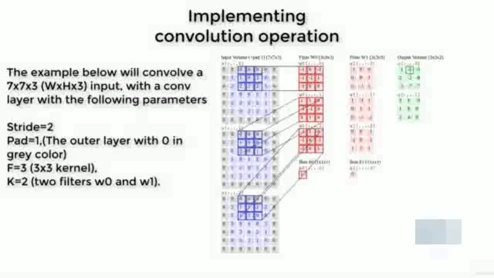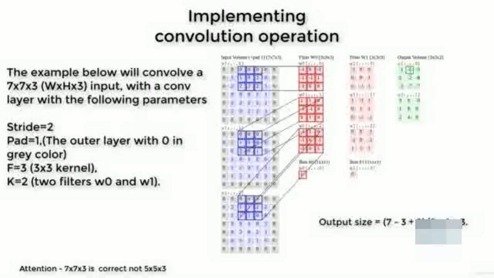Next is implementing the convolution operation. The example below will convolve a 5 by 5 by 3 input with a convolution layer with the parameters stride equal to 2, pad equal to 1, f equal to 3, and k equal to 2. Our input has 3 channels, so we need 3 by 3 by 3 kernel weights. We have two filters, so we will have two output activations at the end.